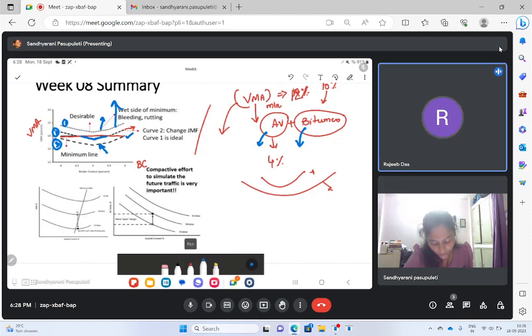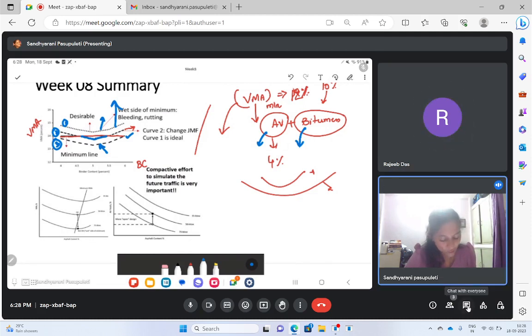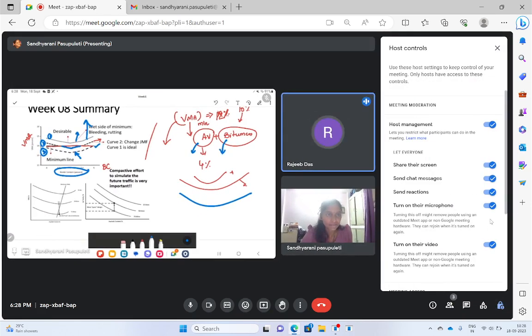So in addition to... Means the VMA should be constant. Means somehow it should be constant. VMA will not be constant, sir. With bitumen content, it will be changing like a flattened U shape. Okay, okay. Means initially it is increasing? Initially it will be decreasing. After a particular bitumen content, it will be increasing. Okay.